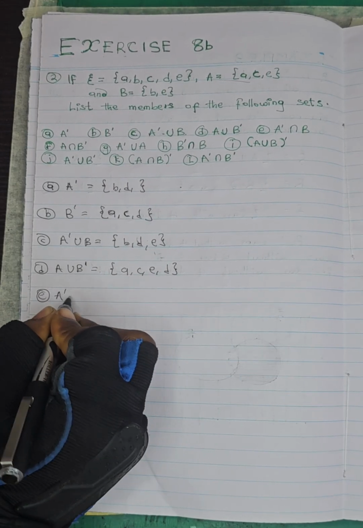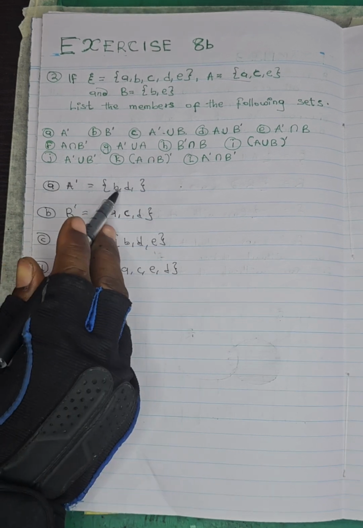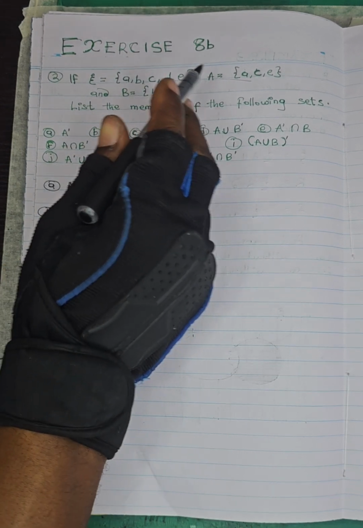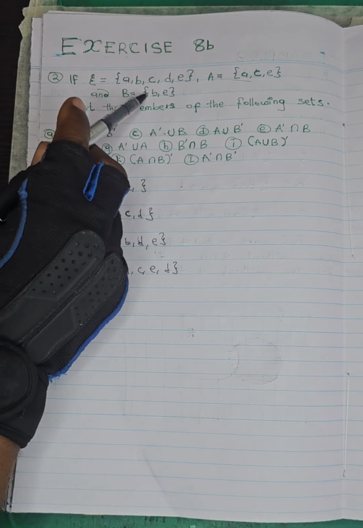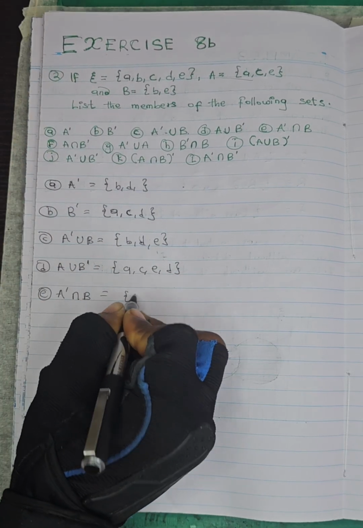The next one, which is E. A complement intersection B. This is my A complement intersection B. So what does B and A complement have in common? Is only B. So we'll write it out. B.